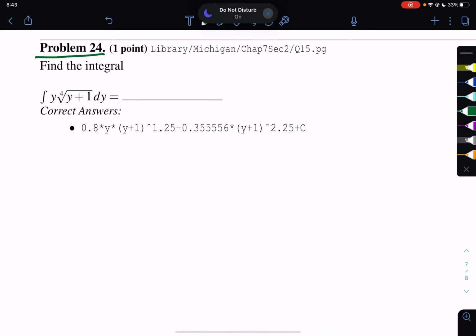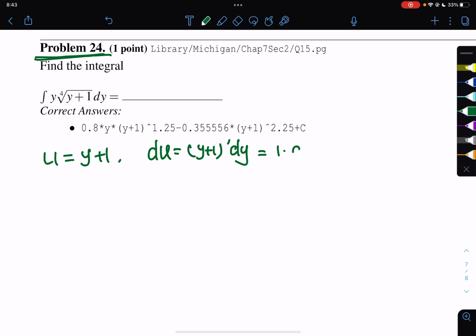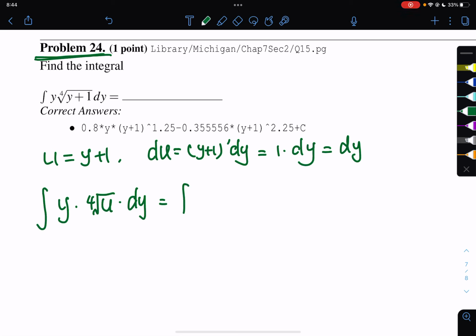We went over problem 24 in class, but it doesn't hurt to talk about it again because it's using substitution. For this particular problem, we can set u to be y plus 1. Therefore, du is the derivative of y plus 1 times dy, which is 1 dy, namely dy. So du is dy. Therefore, the original problem is y multiplied by the 4th root of u dy, where dy is du, so the problem is u to the 1/4 and then du here.